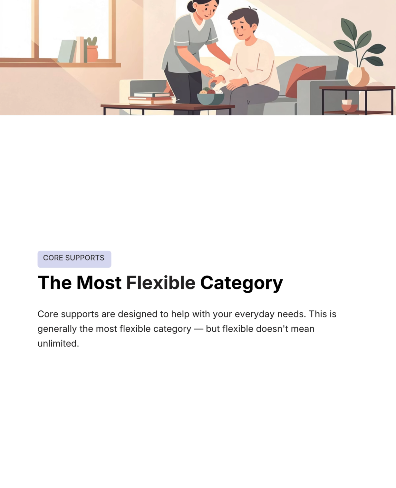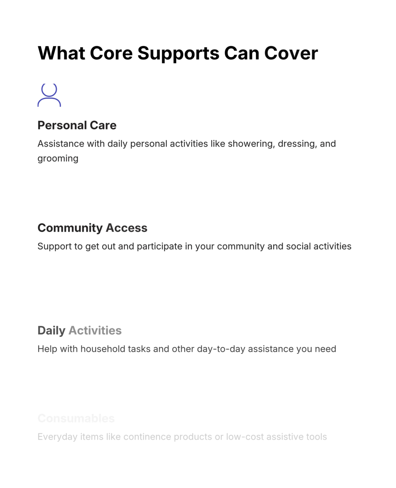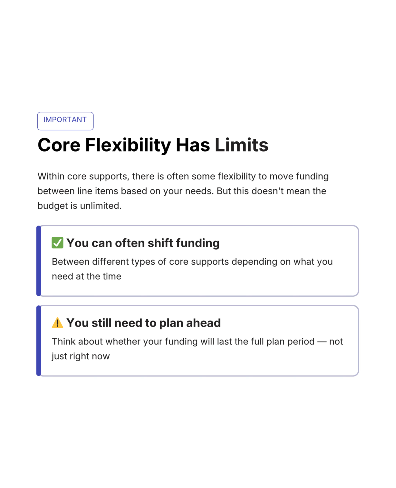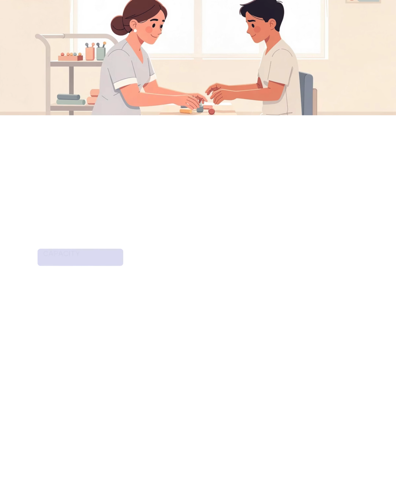Core supports are generally the most flexible. They are designed to support your day-to-day needs. This can include personal care, support to get out into the community, assistance with daily activities, and sometimes consumables. Within core, there is often some flexibility between line items, which means funding can be used across different types of supports, depending on your needs. But that does not mean it is unlimited. You still need to think about how often supports are being used and whether that funding will last over time.